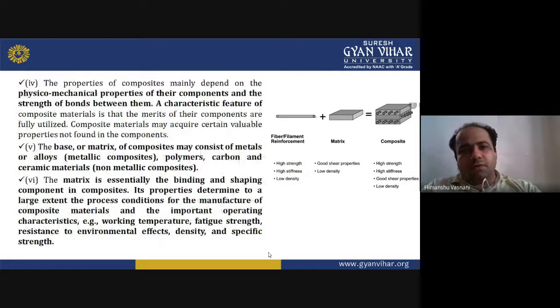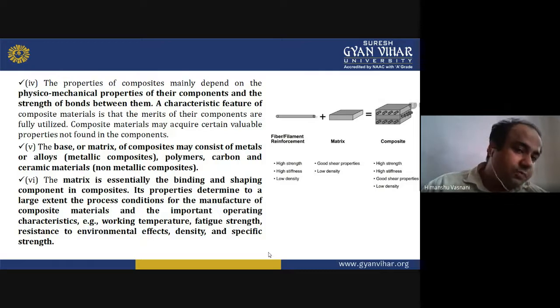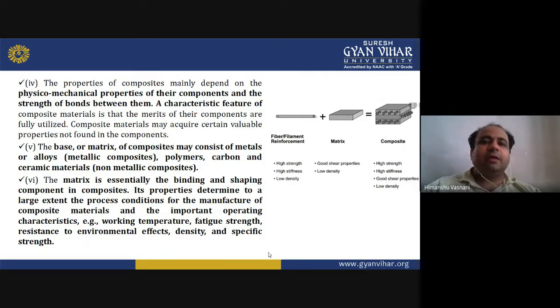Now, the properties of composites mainly depend on the physiomechanical properties of their components and the strength of the bonds between them. A characteristic feature of composite materials is that the merits of their components are fully utilized. The feature of composite material is that the merits of the components are fully utilized.